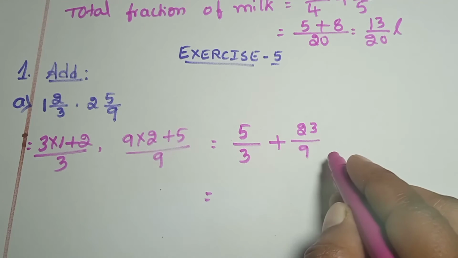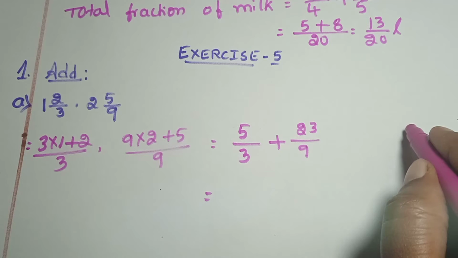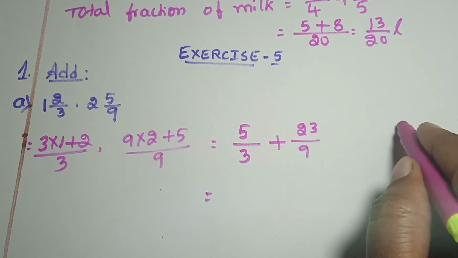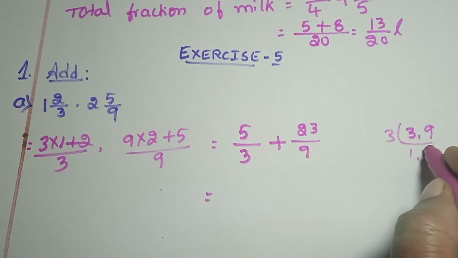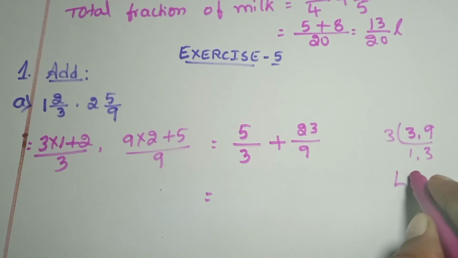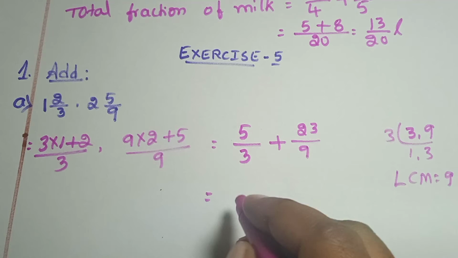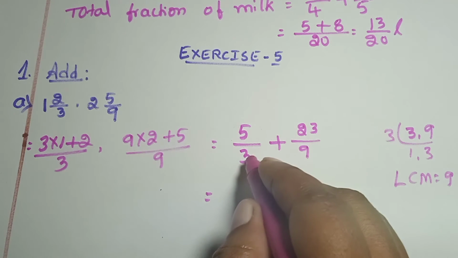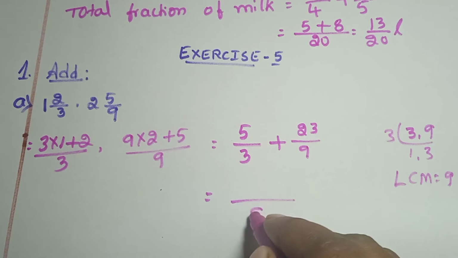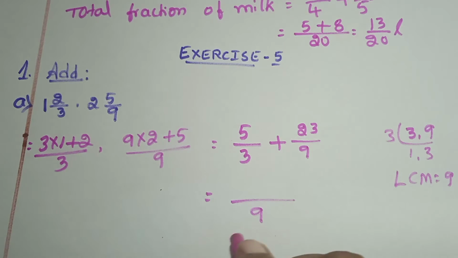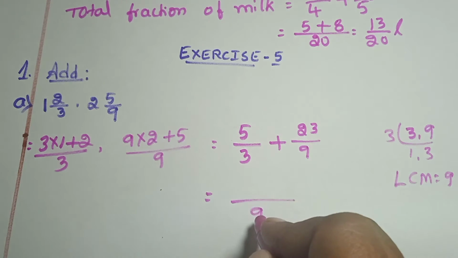Here 3 is there, here 9 is there. Is it possible to add? No, we should take LCM. How much is the LCM, children? 9. 3 3s are 9, 9 is the LCM. Okay. 9 is the LCM. Then after that, what you should do, see, you should write like this, children. Okay, this is another method I will show you here. This 9 we should write here.